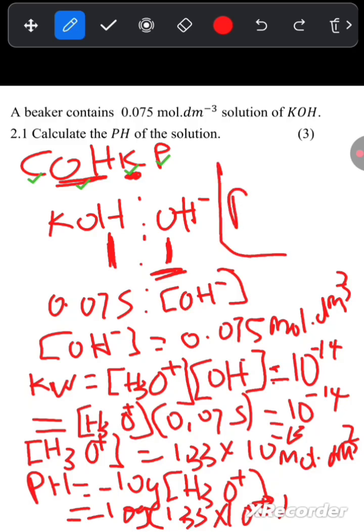The pH is equal to 12.88. Of course, pH does not have units. Of course, this is about an 8 marks question. So this is how we do the pH of a base.